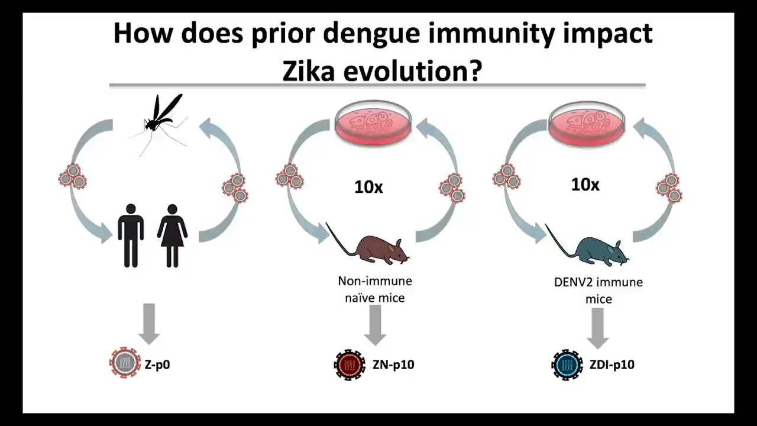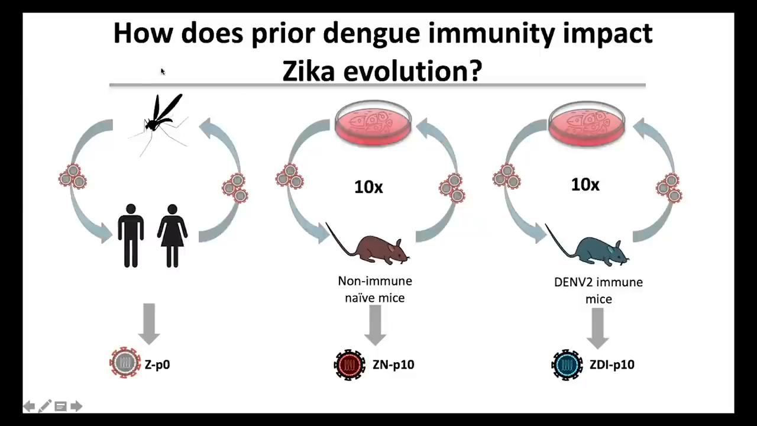Again, if I'm going back to the beginning of my talk, these are RNA viruses. Because of the RNA polymerase that is highly error prone, these viruses have a high mutation rate. Shown on the left is this natural transmission cycle between the mosquitoes and humans. What we decided to do was mimic this natural transmission cycle by replacing the human host with a mouse.